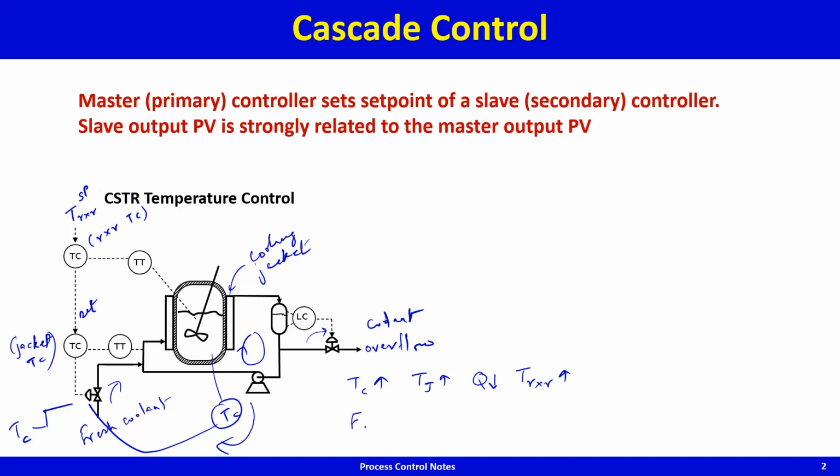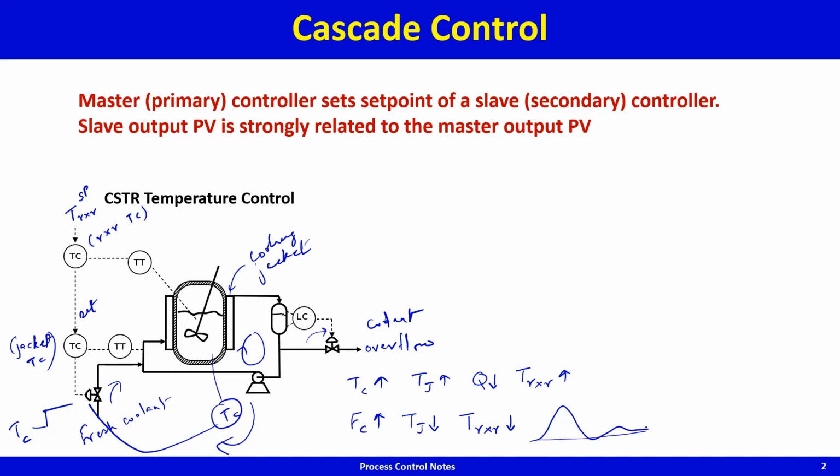increase flow of the coolant. As flow of the coolant increases, jacket temperature decreases, and the increasing temperature of the reactor is brought back to set point. So the response of the reactor temperature would look something like this. Reactor temperature goes up and then it's brought back.